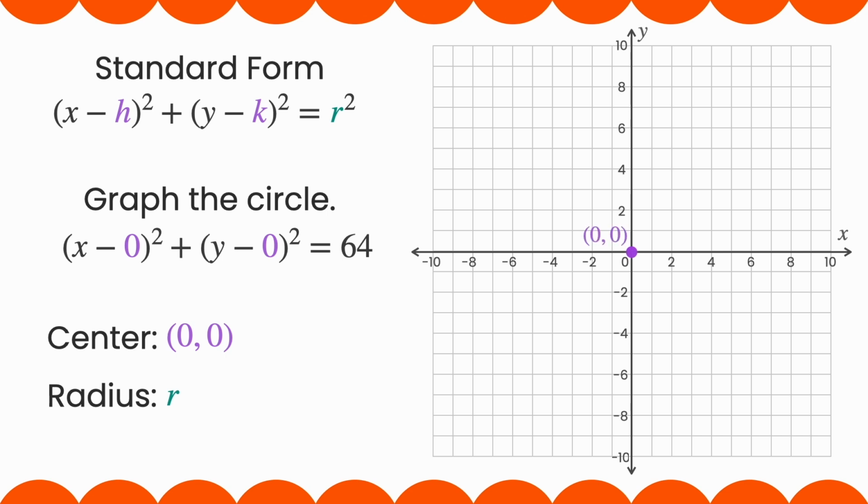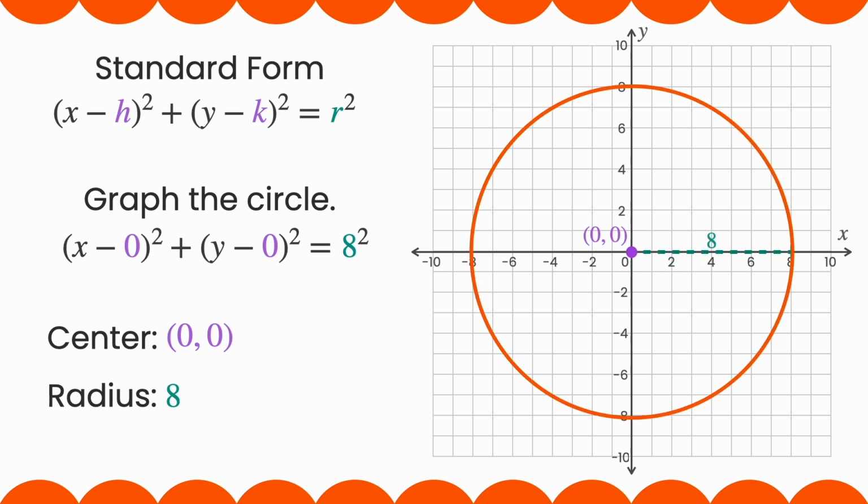The right side of our standard equation is r², and the right side of this equation is 64. So let's rewrite 64 as 8² so that it matches. This means that our radius is 8. Note that although we could have written 64 as (-8)², we will always use a positive number because the radius is a distance and so must be positive. Using our radius of 8, we can trace out our circle on the graph.